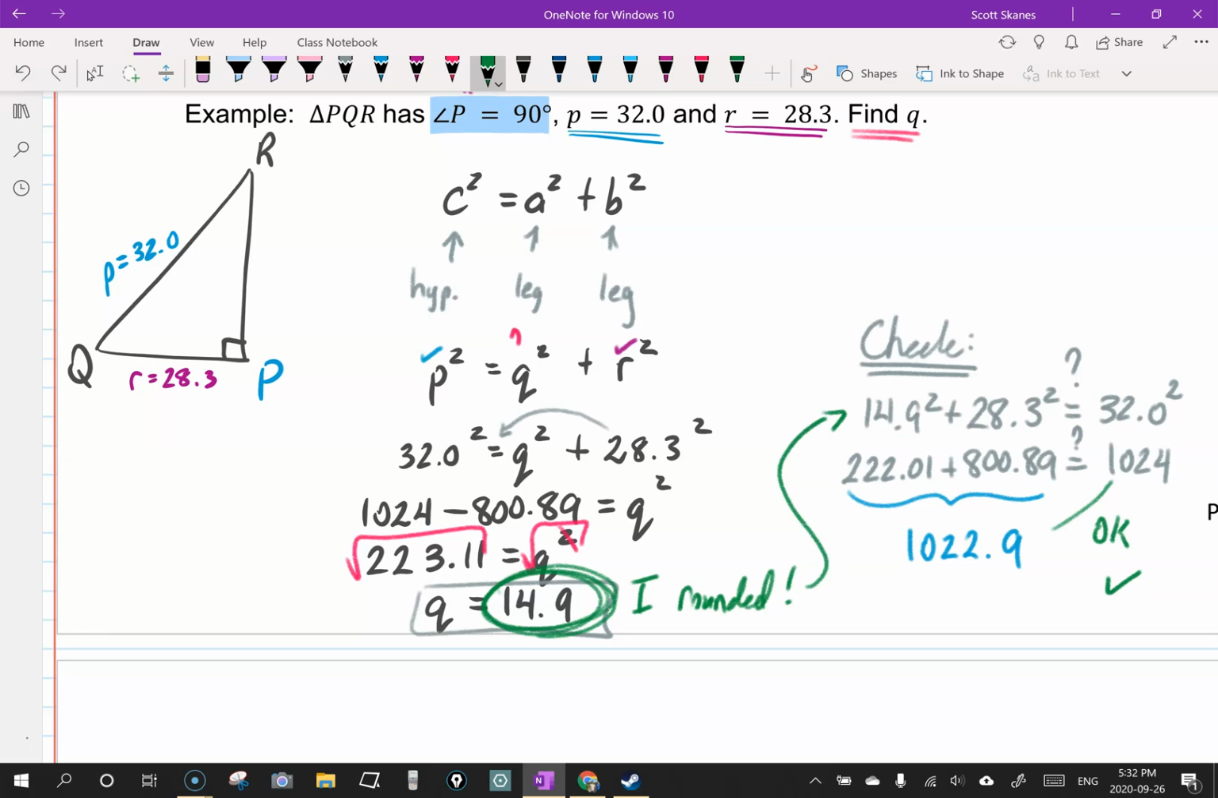You just need to be able to have a general idea of whether or not your answer is correct or not. And you don't need to check it. I'm just showing you that you can check it if you want to.